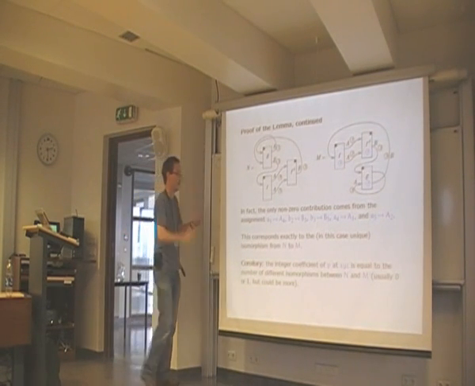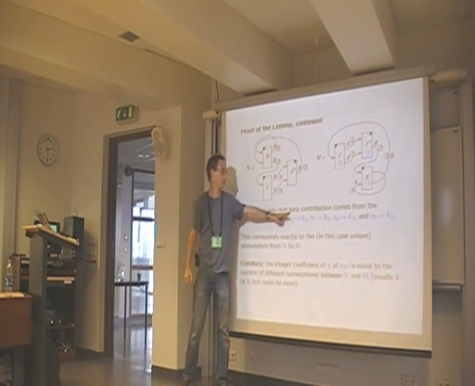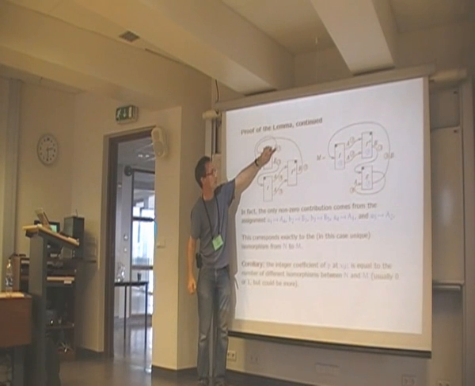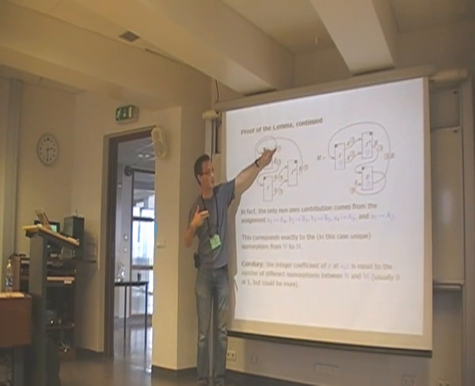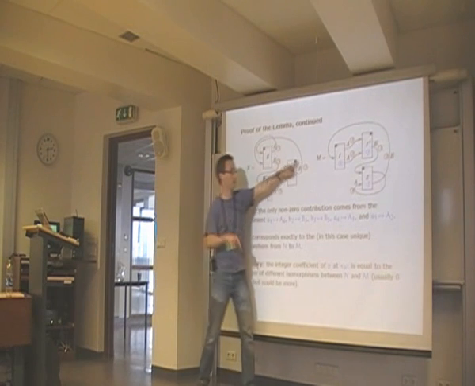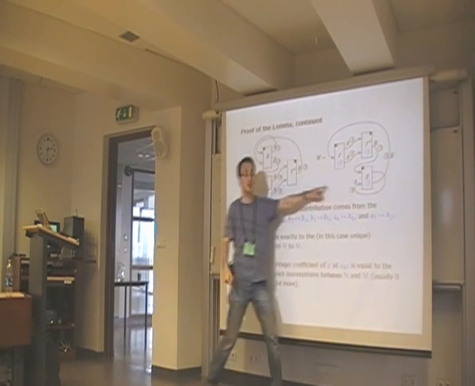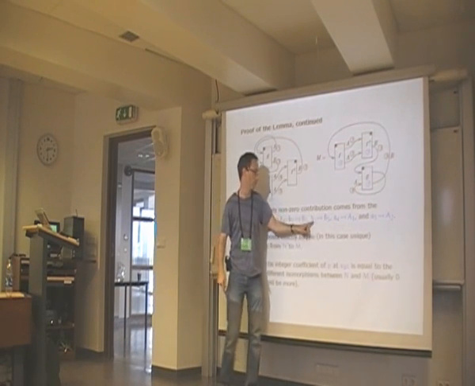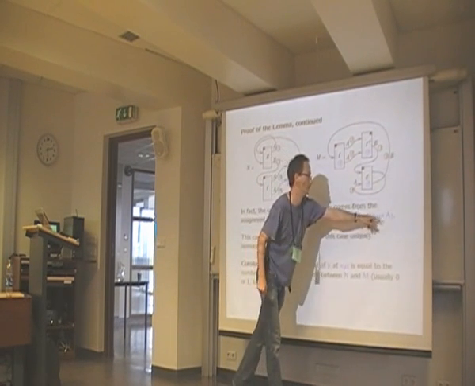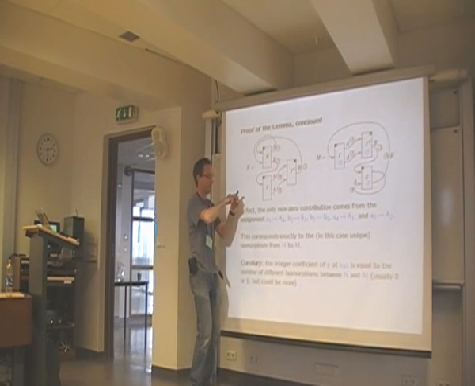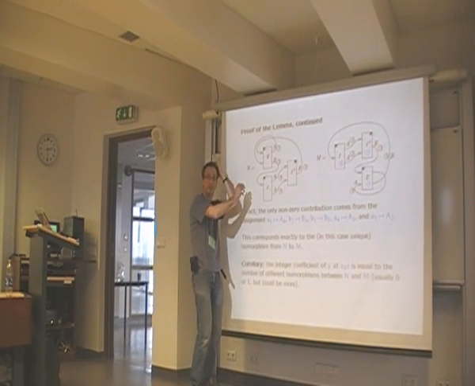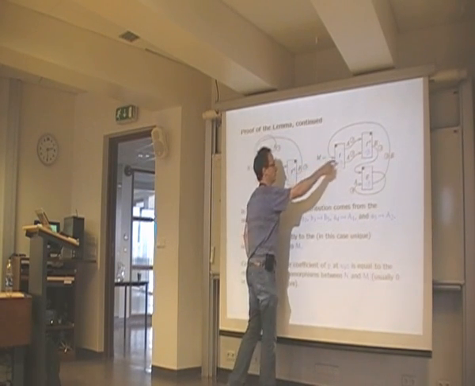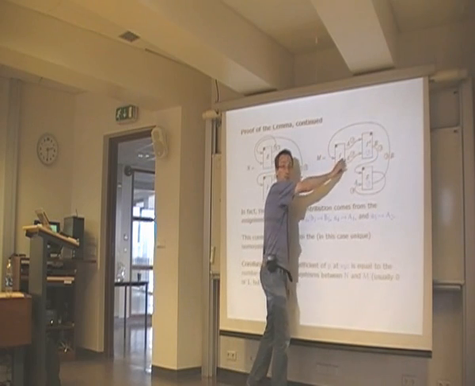And it turns out in this example that the only non-zero contribution comes from the assignment where to the first wire here you assign the basis element A4, which corresponds to the fourth wire here. To the second wire here you assign the basis element B3, and B3 to B5, A4 to A1, and A5 to A2. So just a choice of basis vectors for the indices already corresponds to a function from wires of this diagram to wires of this diagram.